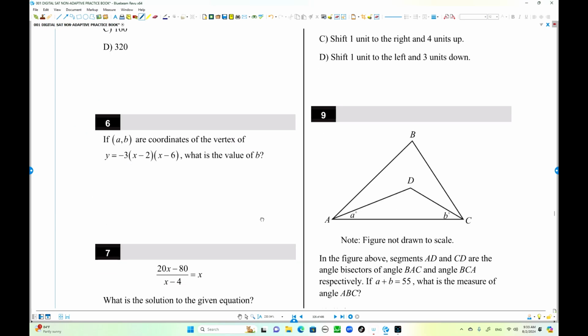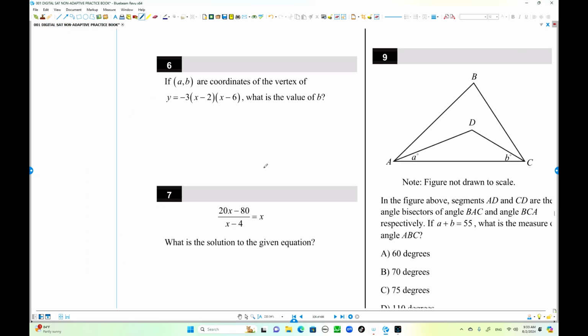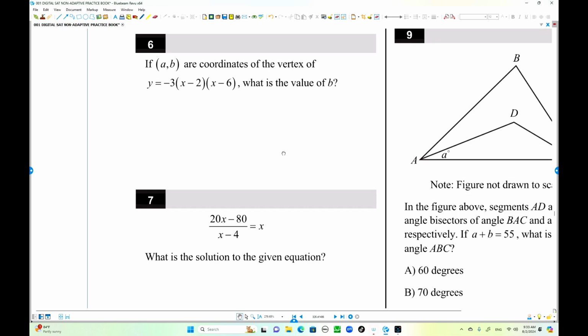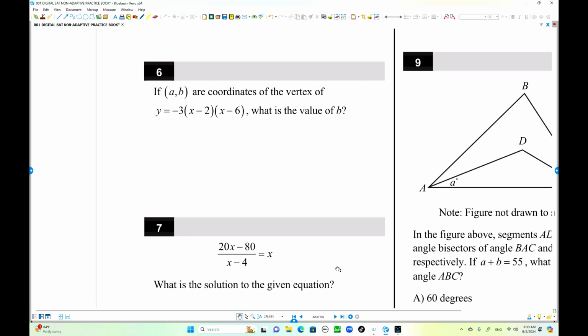Here is number 6. (a, b) are the coordinates of the vertex of the equation. What is the value of b? This is the minus, meaning the graph looks upside down, downward. We have a vertex here. This vertex is (a, b). We're going to find the y coordinate, okay, because this is what the vertex is for, right? So we have two x-intercepts. One is 2, the other one is 6.